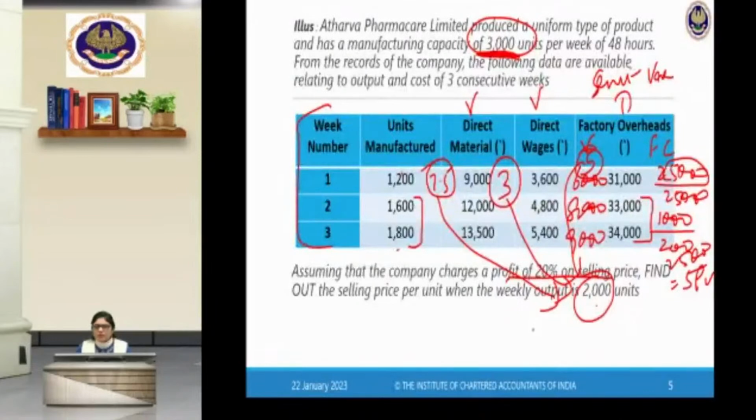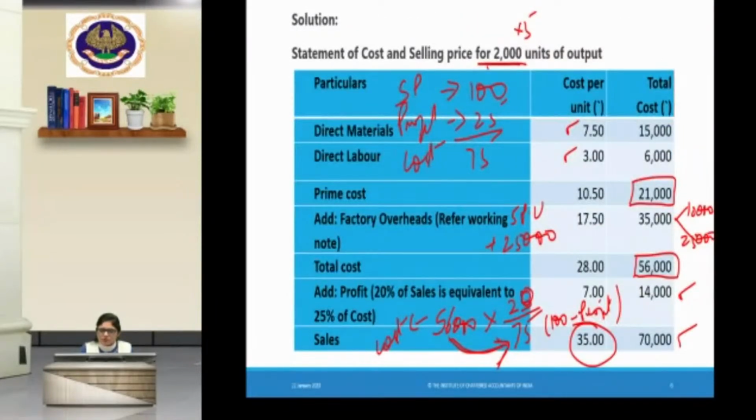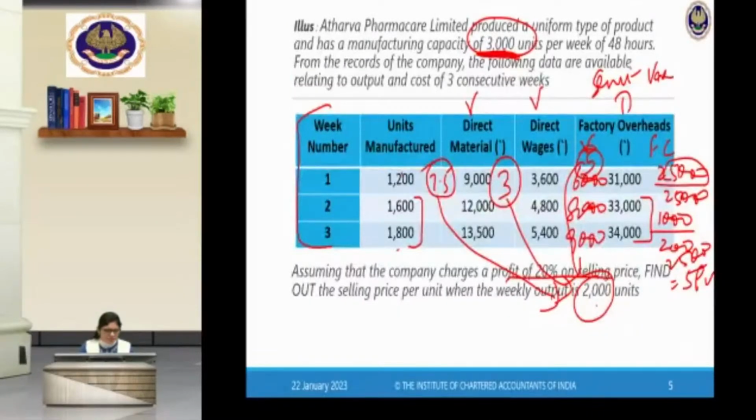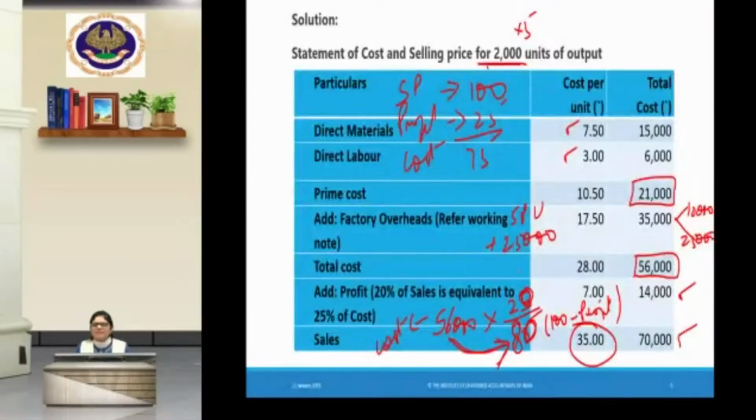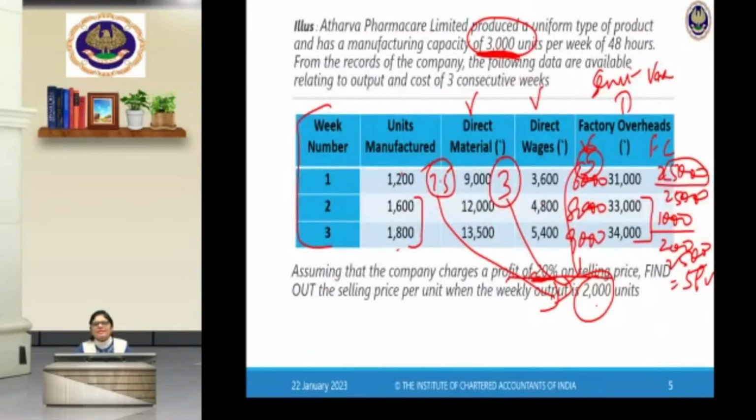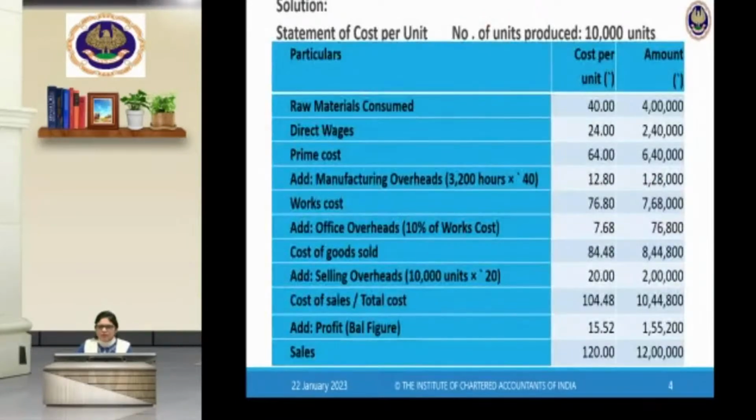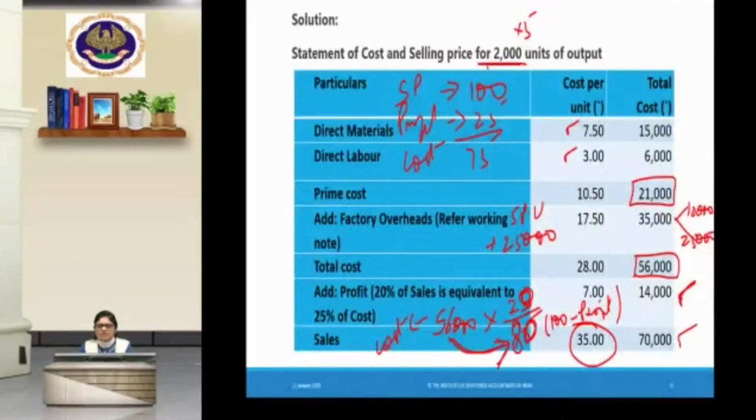Okay, 20% on sales is given. I'm sorry, it's 20 by 80. 20% on sales, so it has to be 20 divided by 80. 56,000 into 20 divided by 80. Yes, it is 14,000. All right. So I'm again saying it's 20% on selling price. 20% means 20 by 80 in this question. It will be 20 by 80. So it's 20 by 80.